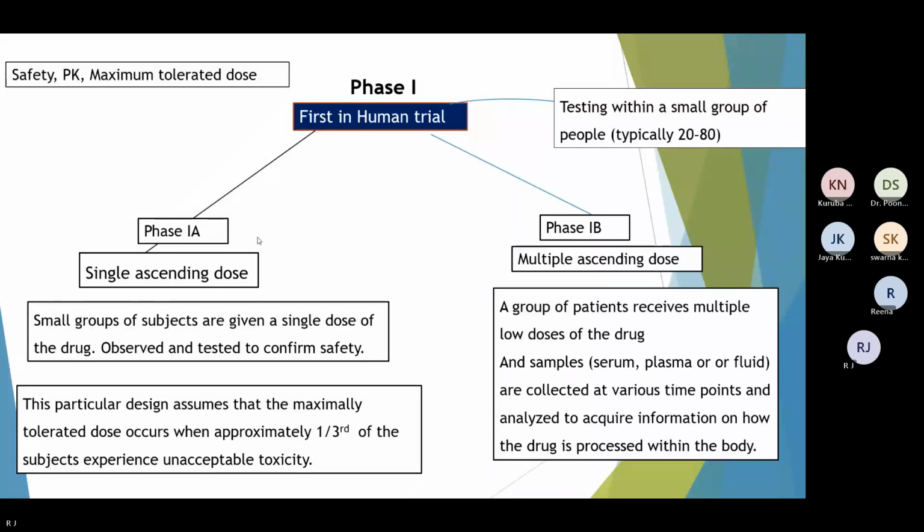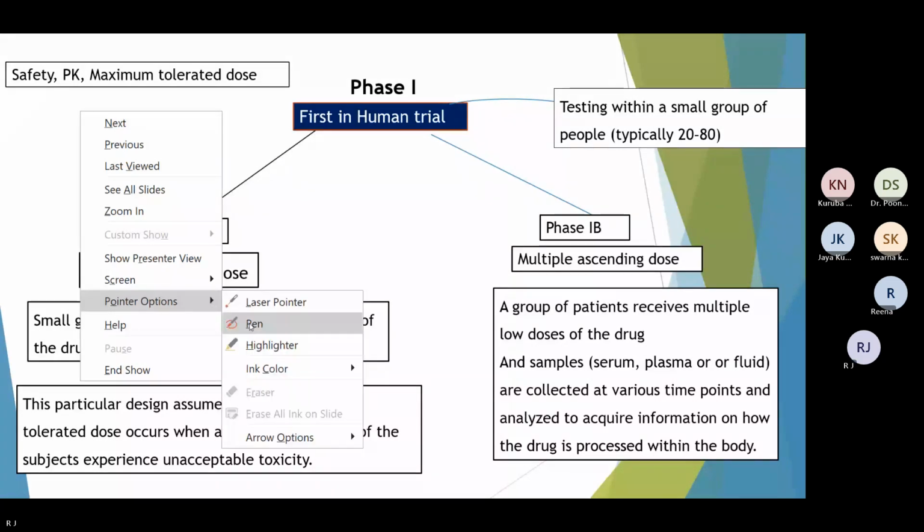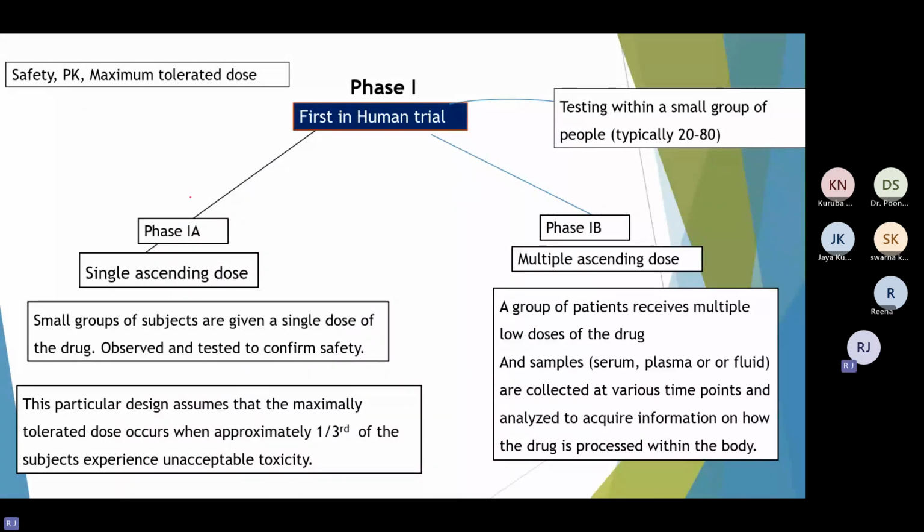and what do we determine in phase 1? We test safety, PK, and what else? Maximum tolerated dose. Now what is safety? Everybody knows what is safety because it's a general term, right? Safety means whether it is harmful to the human body or not. Then PK means absorption, distribution, metabolism, and excretion. Then third is MTD, maximum tolerated dose. So maximum tolerated dose is nothing but it's telling how much dose a person can tolerate. Okay.